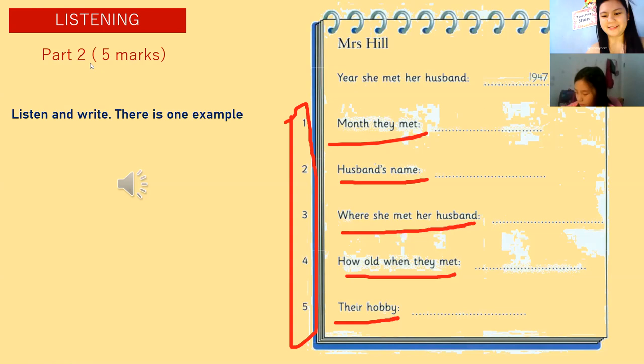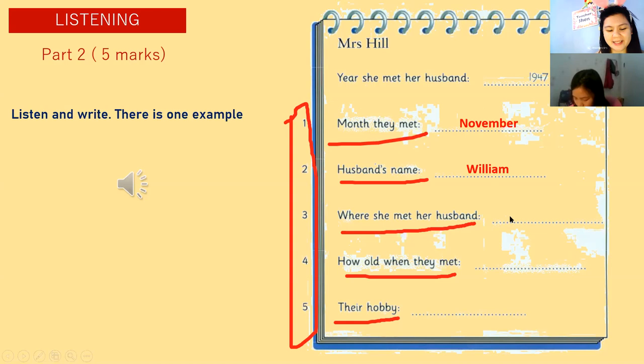Okay, you're done. Now, what is the answer for number one? The month that they met? It's in November. Very good. And what is her husband's name? William. Where did she meet her husband?